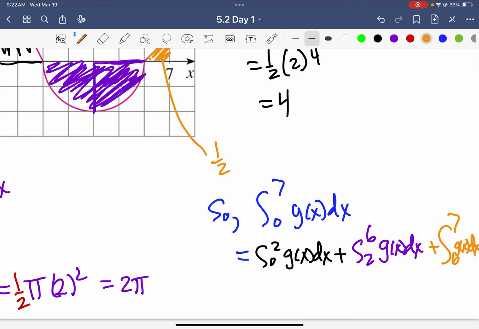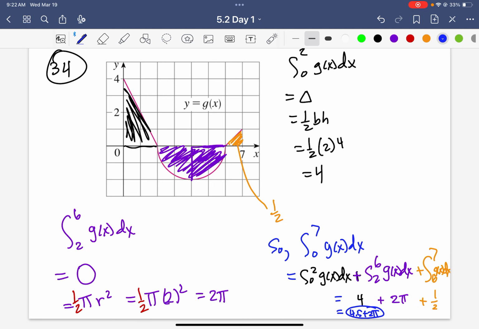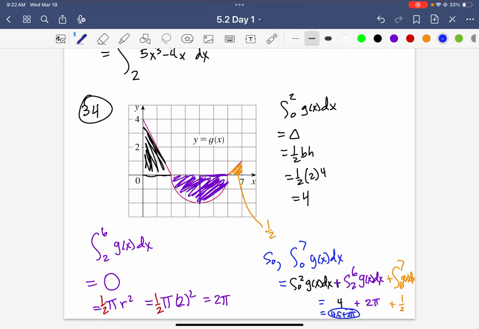So if we add up all those, we have 1/2 for that last piece. We had 2 pi for the middle piece. And then for the first one, we had 4. So if you add up all those, you get 4.5 plus 2 pi, which would be exactly what that area would be. Pretty cool. So that's 34.